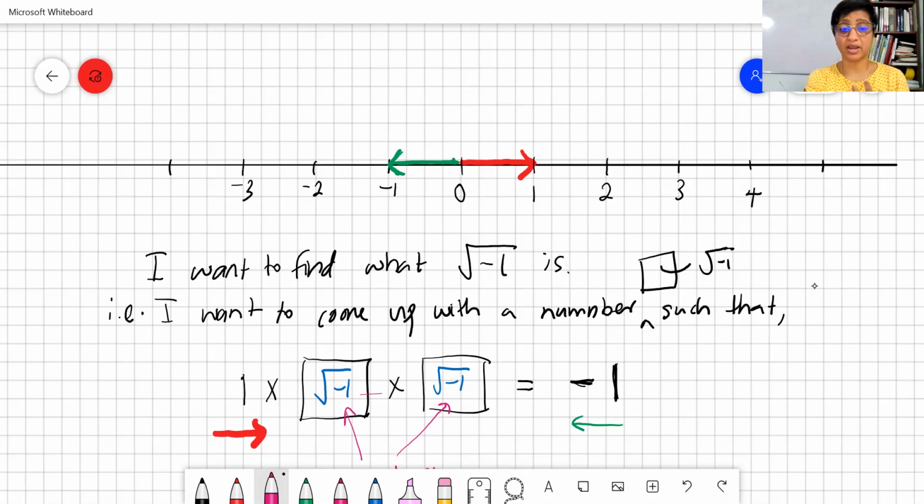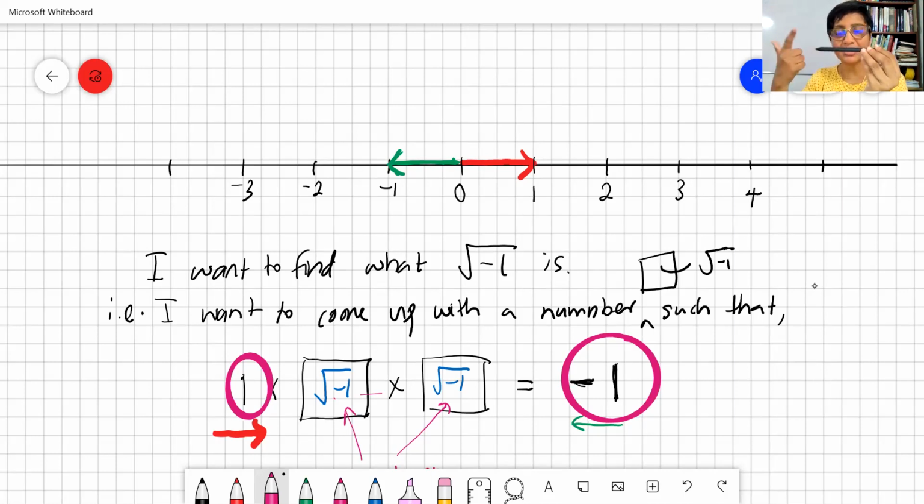Now, what is my requirement? 1 times this new guy times the same new guy must equal -1. This is a number I know. This is a number I know. So I have shown you the starting number and the ending number. I am trying to place this guy. I start with this red arrow. I have to do a certain rotation, keeping the length the same, because when I end, I end up with the same length. I have to repeat the same rotation when I multiply by the other one. And I end up here.